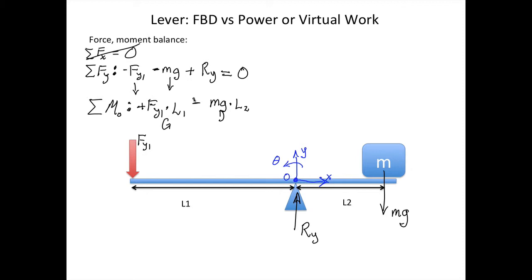And are there any other torques? Nope, because Ry, my reaction force, is at the origin. And so, in the end, we can solve to say that Fy1 has to be equal to L2 over L1 times mg. So that's pretty simple, and we get the answer fairly quickly. Now, we could do this same problem by treating it as a machine with power. So let's now look at it using power or using virtual work.